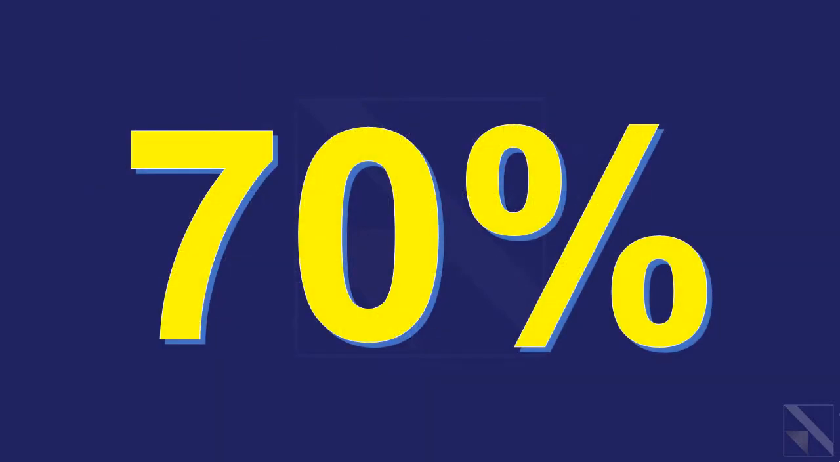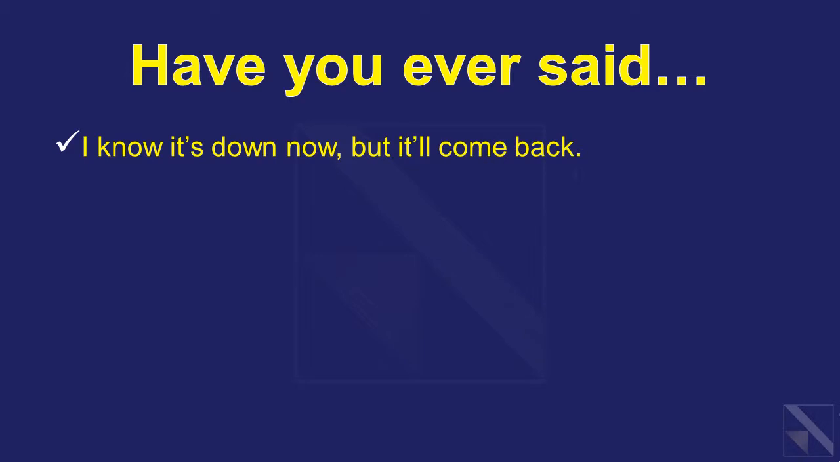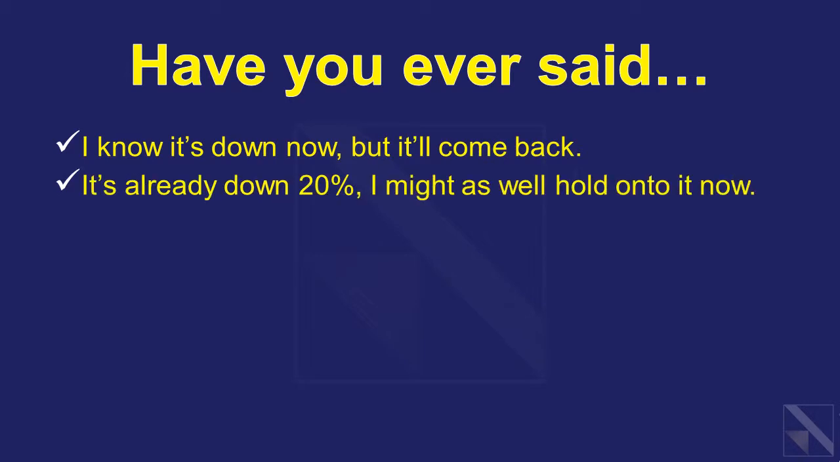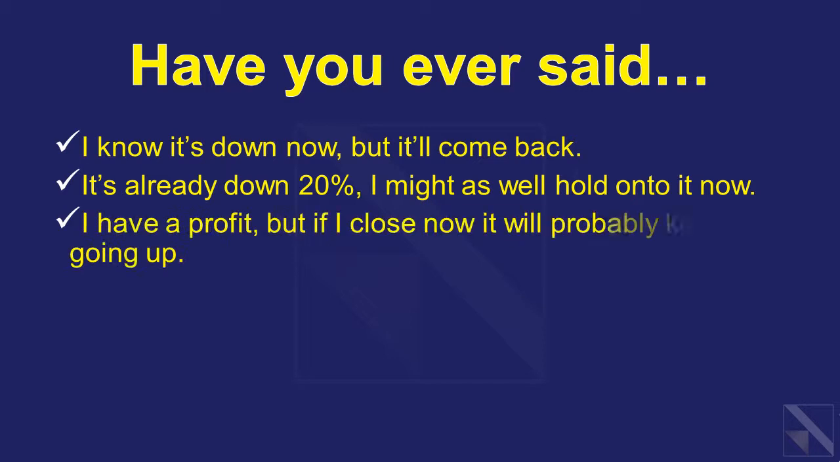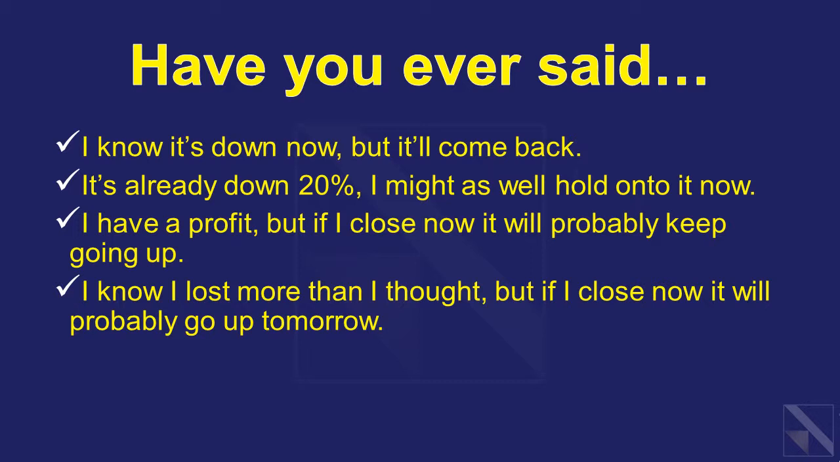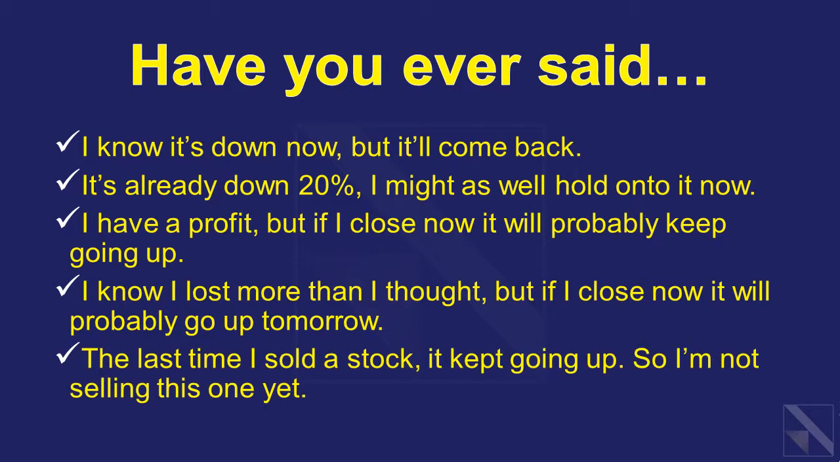Earlier I said that 70% of investors find selling a stock is the hardest thing. Why is it the most difficult? Well, have you ever said one of the following things? I know it's down now, but it'll come back. Or, it's already down 20%, I might as well hold on to it now. Or how about, I have a profit, but if I close now, it'll probably keep going up. Or, I know I lost more than I thought, but if I close now, it'll probably go up tomorrow, so I'm just going to hold on to it. Or, the last time I sold a stock, it kept going up, so I'm not going to sell this one just yet.